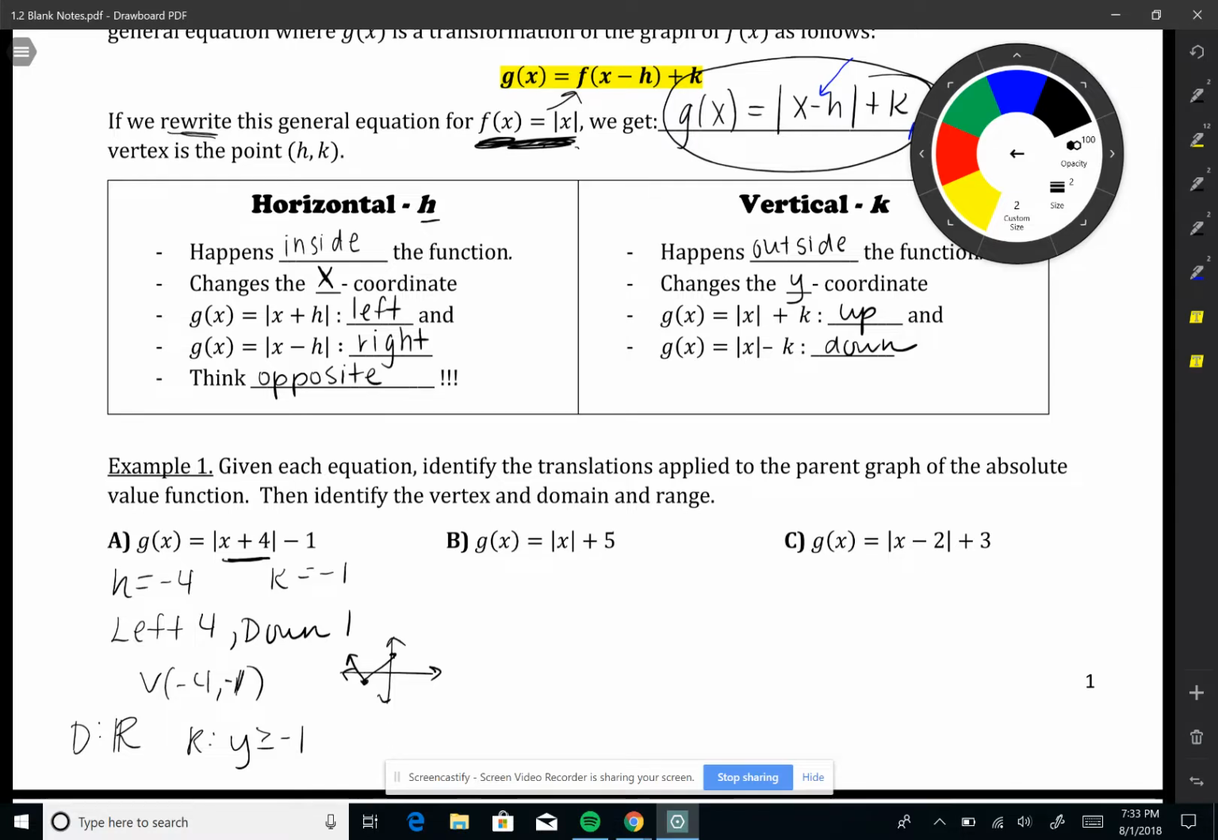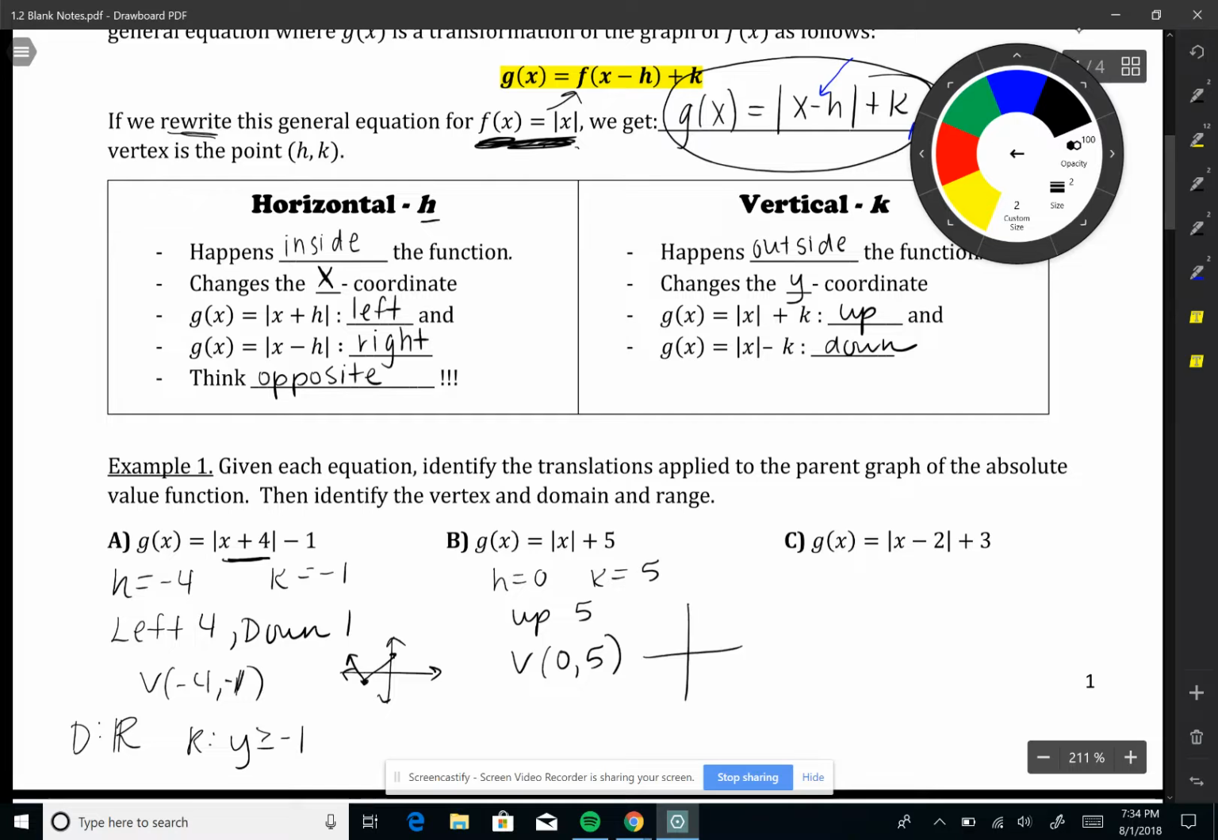All right, I'm going to do B. B doesn't have an h value in it, which means h is 0. So I haven't moved right or left. But on the outside, it has a k value of 5. So all I did was go up 5, which means my vertex is at the point 0, 5. And if I moved up 5, here's my graph. My whole graph is still above the vertex or equal to. So my range is y is greater than or equal to 5. And I hope you remember your domain for absolute value is always going to be all real numbers.